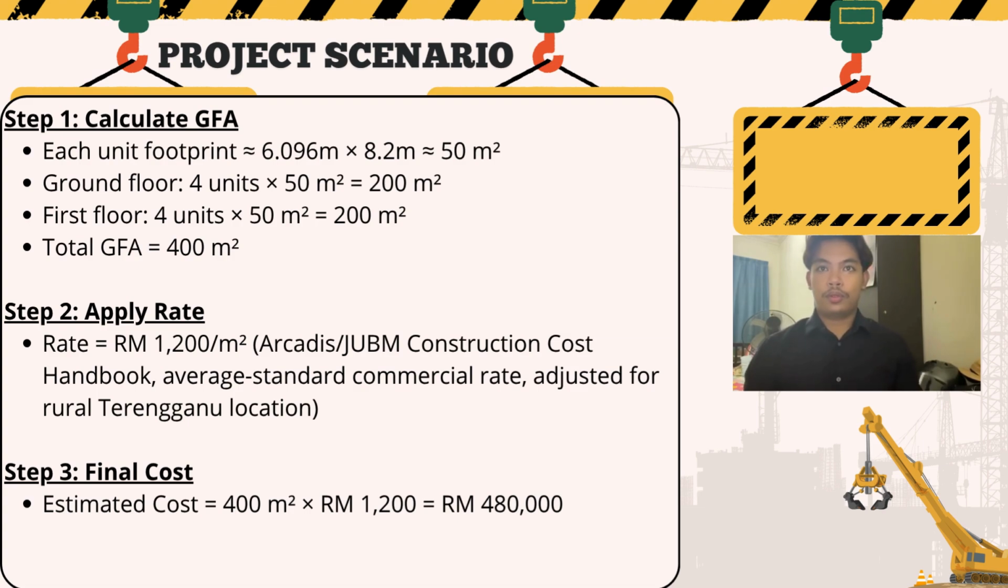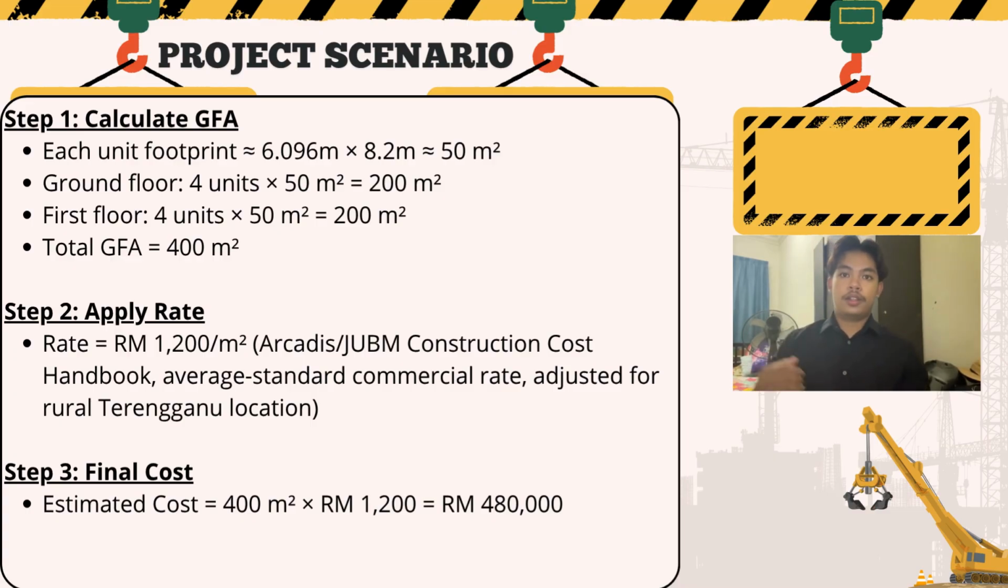So this slide is the full calculation that I just did. The first step is I calculated the gross floor area or GFA from the floor plan, where each shop office unit has a footprint of about 6.096 meters by 8.2 meters, which comes to roughly 50 square meters. With 4 units on the ground floor, that's 200 square meters, and another 200 square meters on the first floor, giving us a total GFA of 400 square meters.